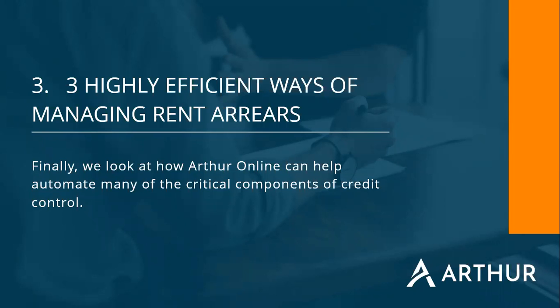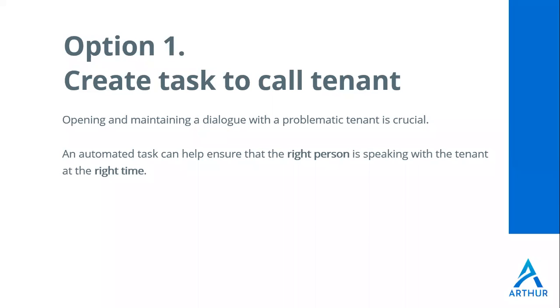Okay. So if we just move on from that, the first one is to create a task to call the tenant. Okay. So as I've touched on earlier, opening and maintaining a dialogue with a problematic tenant is crucial. An automated task can help ensure that the right person is speaking with the tenant at the right time. Okay. So how do we go about that?